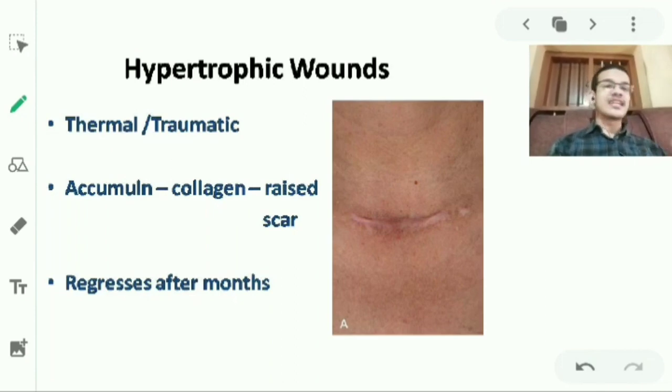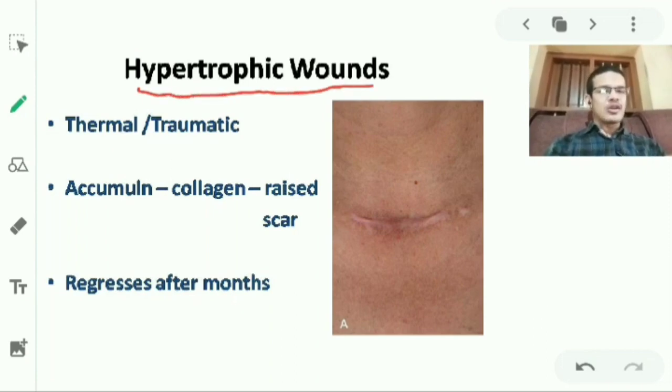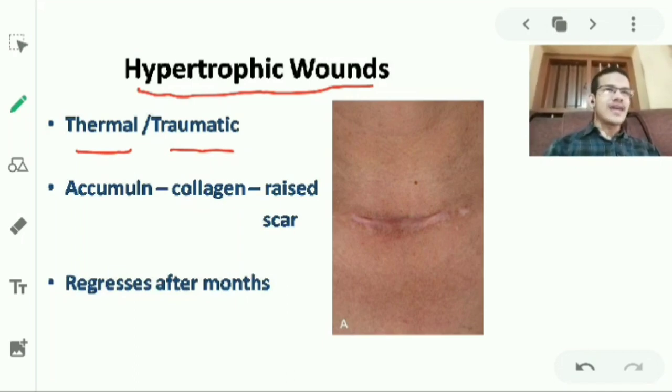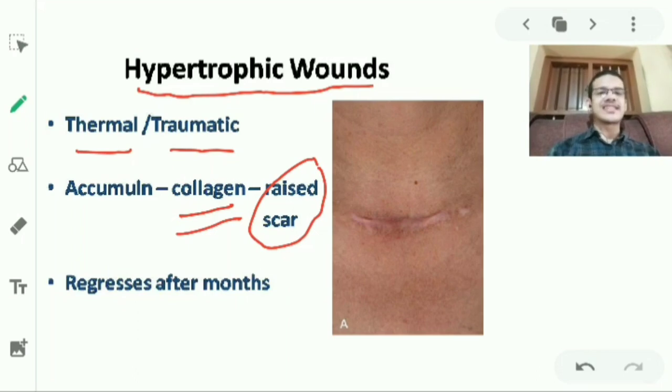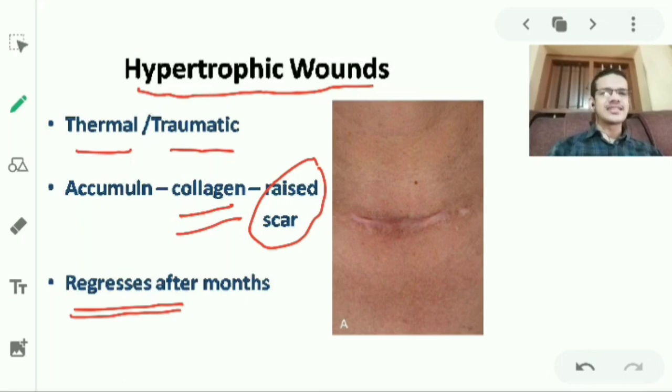hypertrophic scars and keloids. Hypertrophic scars are commonly caused after thermal and traumatic injuries. The scarring is excessive. There is excessive accumulation of connective tissue, that is collagen, and the scar appears raised above the skin level. Normally after a few months, this excessive scarring regresses. Now what if it does not regress?